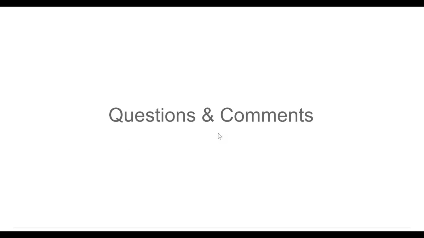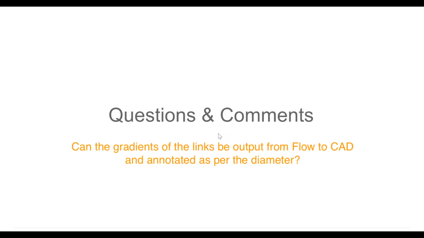Thanks, guys. The next question from Glenn. Can the gradients of the links be output from Flow to CAD and annotated as per the diameter? Yes, absolutely. You can annotate any of the columns you see in the links or nodes. So in Flow, essentially you get to pick what you would like to annotate, depending on your link and node settings. Whatever you have as a column in Flow in your link type and node type, you'll be able to annotate as your pipe schedule, basically.